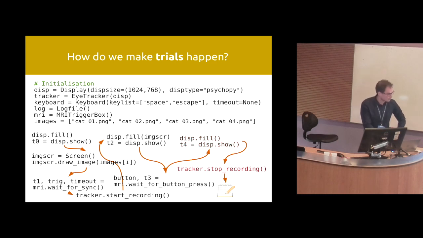And then I can tell the eye tracker to stop recording, which is literally just a stop recording function, no inputs whatsoever. And then I can log this to my log file, which is literally saying log.write and then a list of all of the timestamps. Probably we should have included the button here as well, because you obviously also want to know what the button is. So that's your trial sequence.